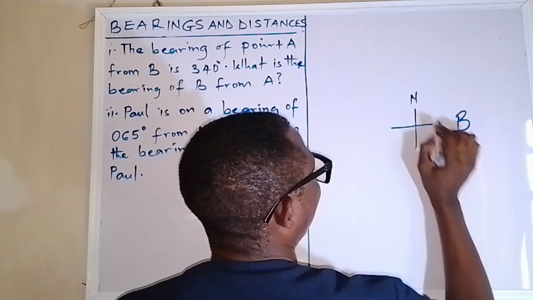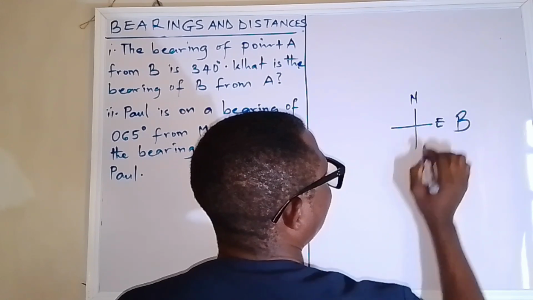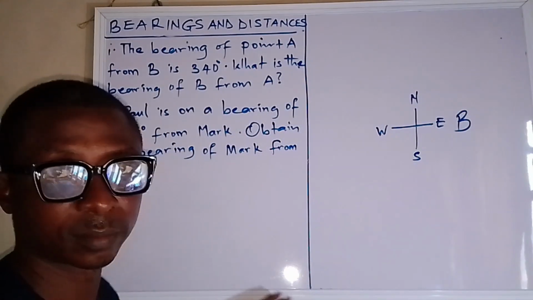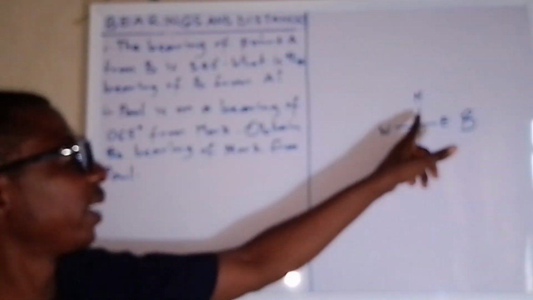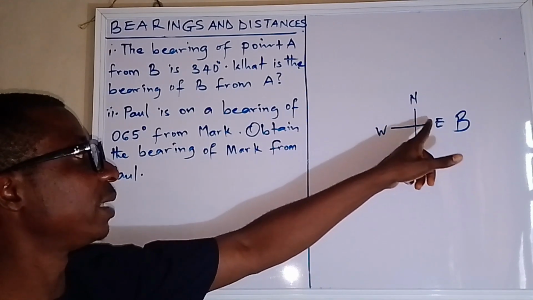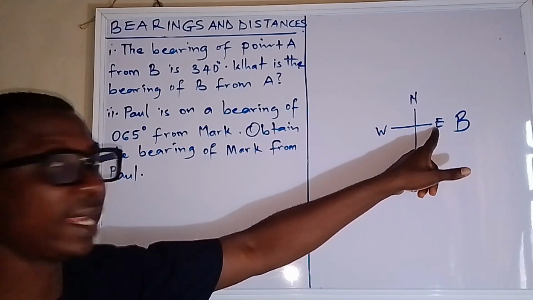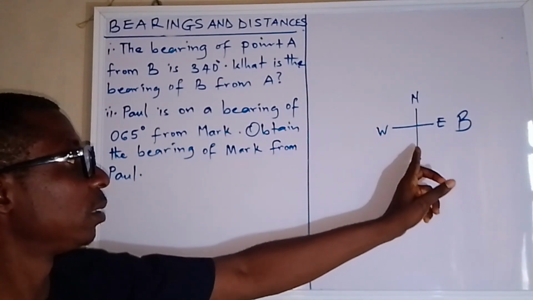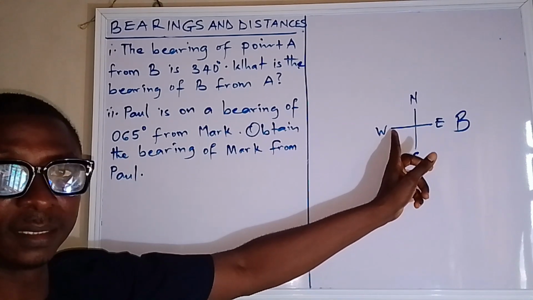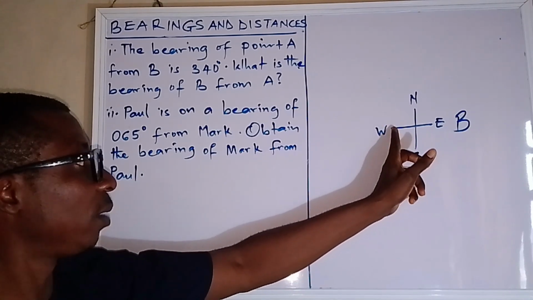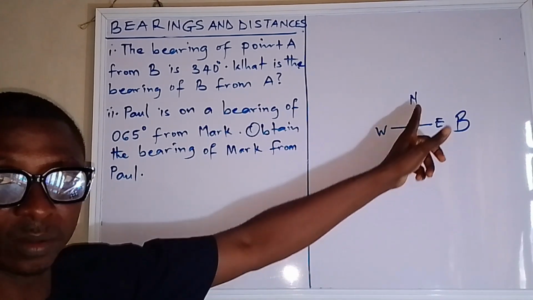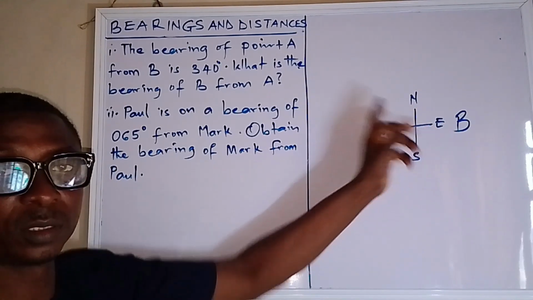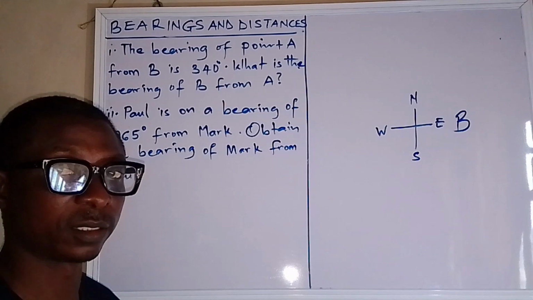And this is the north direction, east, south, and west. Now, don't forget, between north and east, the angle here is 90 degrees. Between east and south is 90. Between south and west, 90 degrees. Between west and north is 90 degrees. So from north back to north will give us 360 degrees.